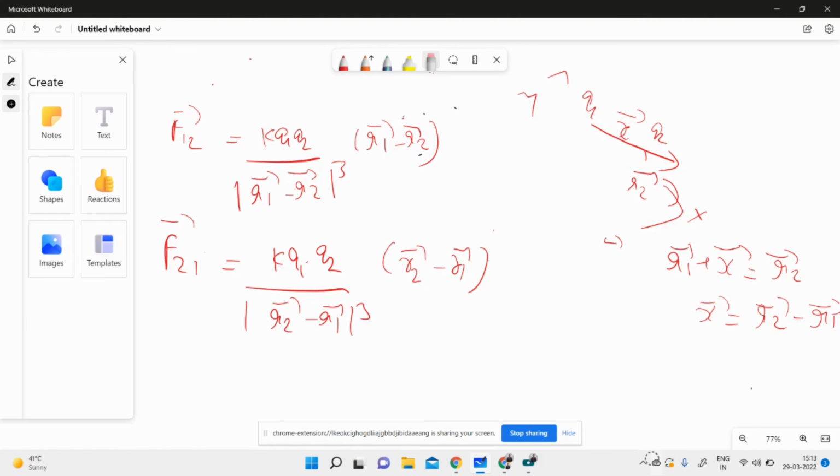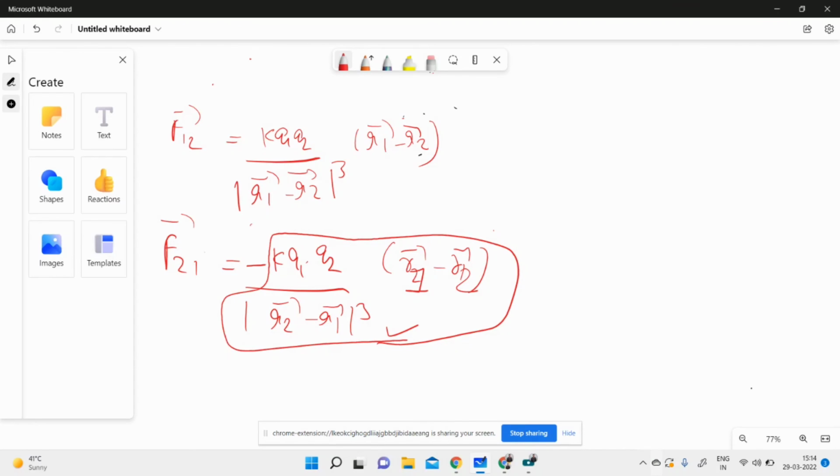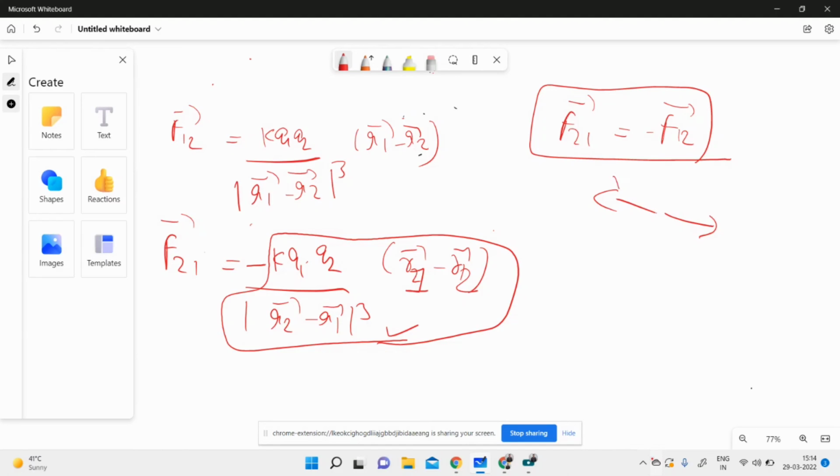So F21 and F12, still in F21, I can write it by adding a minus sign over here and placing R1 over here and R2. That is the same. I don't need to change the denominator because it is already in modulus. But now this is equal to F12, right? So finally, F21 is equal to minus F12. So the force on 1 because of 2 and the force on 2 because of 1 are equal, but opposite to each other. Clear? That means Coulomb's law obeys Newton's third law.